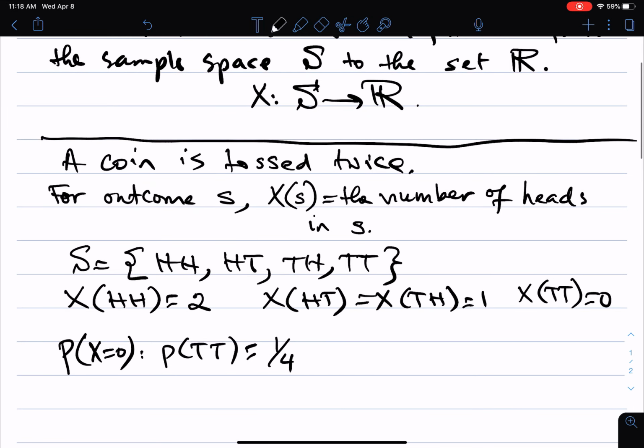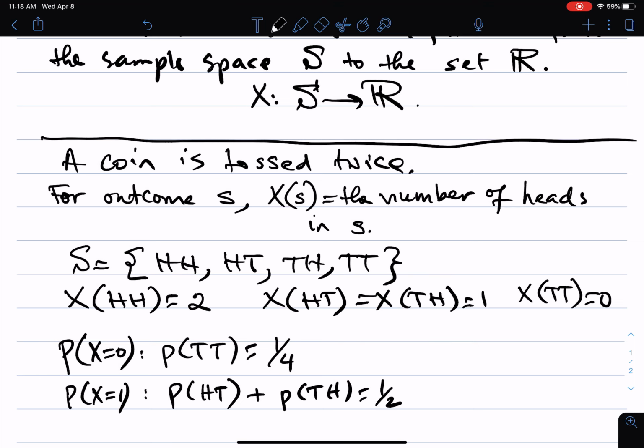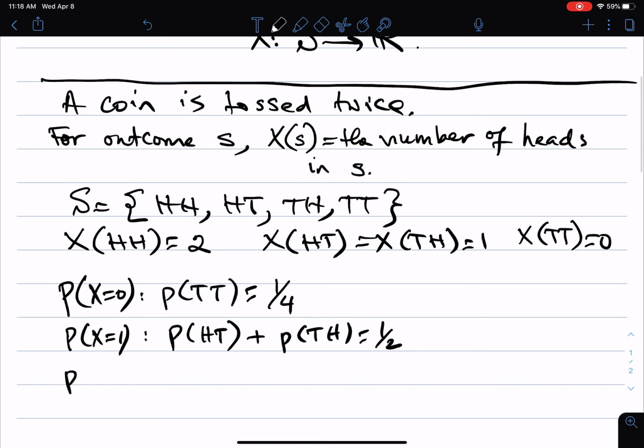What is the probability that x equals 1? It is the probability of HT plus the probability of TH, which is 1/2. And what is the probability that x equals 2? It's the probability of HH, which is 1/4.